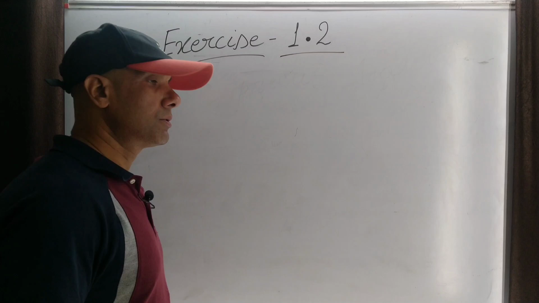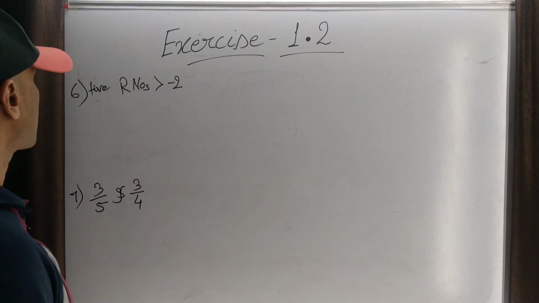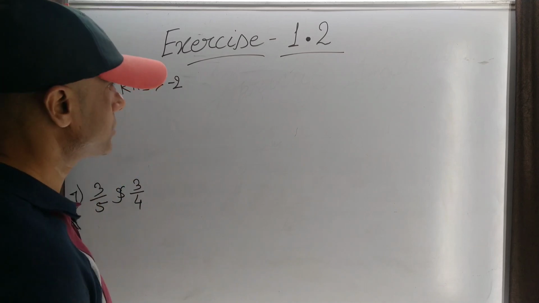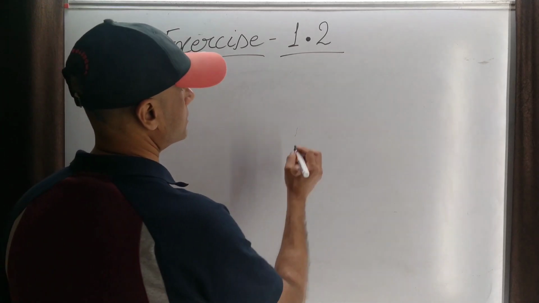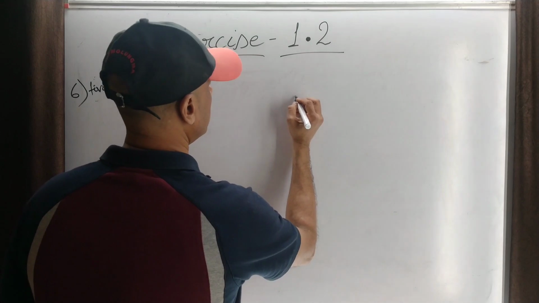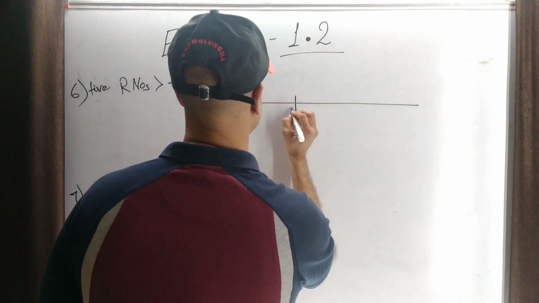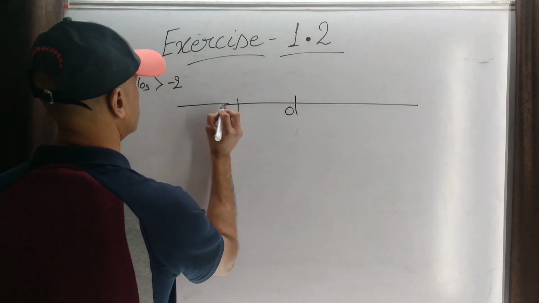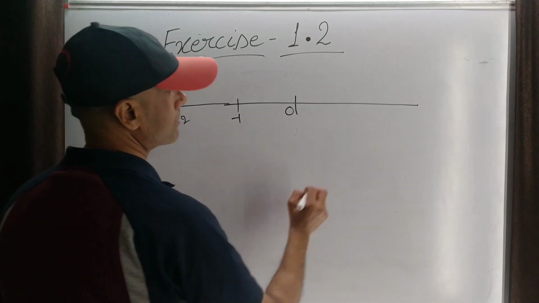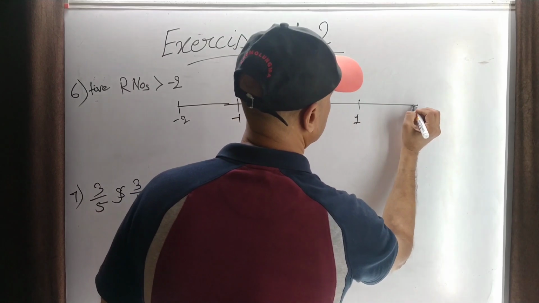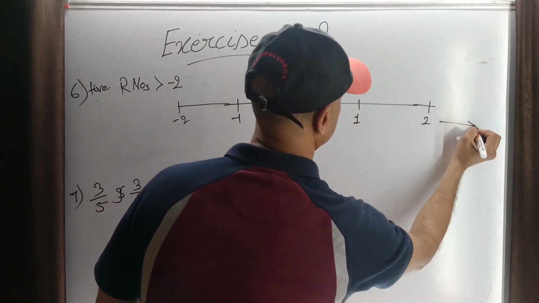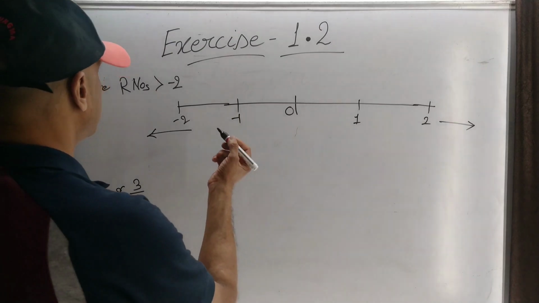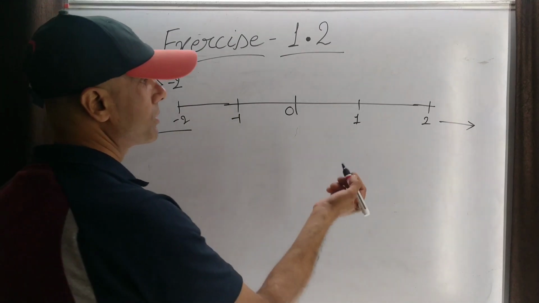So let's move on to the last two questions of this exercise. We have to find 5 rational numbers which are greater than minus 2. Okay, so let's draw a number line. This is 0 and somewhere there will be minus 1 and here this will be minus 2. This will be 1 and this will be 2. Positive direction, negative direction. Okay, so it's in fact very easy. We don't have to apply much brain.